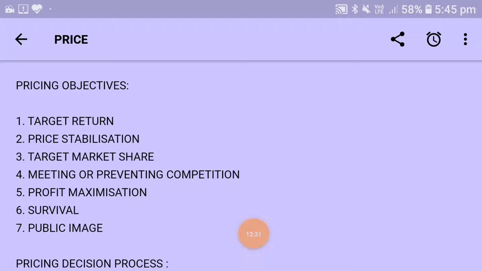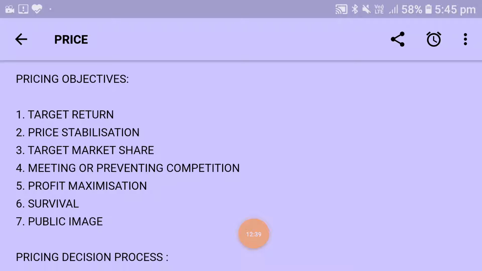Next is meeting or preventing competition. It means a major pricing objective of many firms is to meet or sometimes even prevent competition. Firms seeking to meet competition simply set their prices, particularly during a price war, to defeat their competitors. Similarly, firms frequently set very low prices so as to discourage or prevent competition.